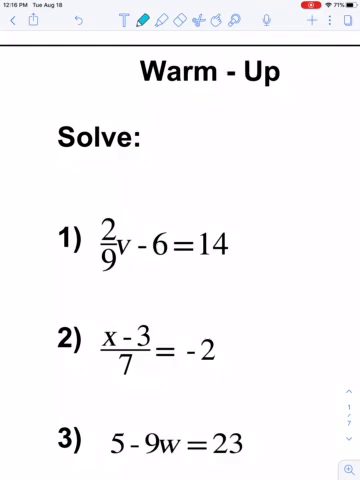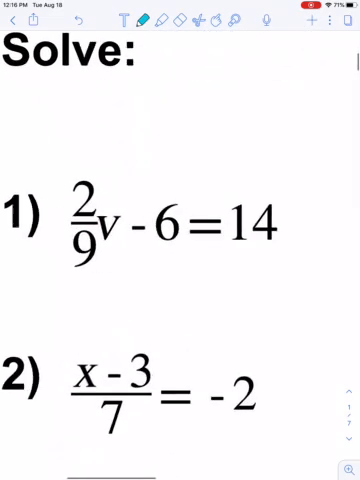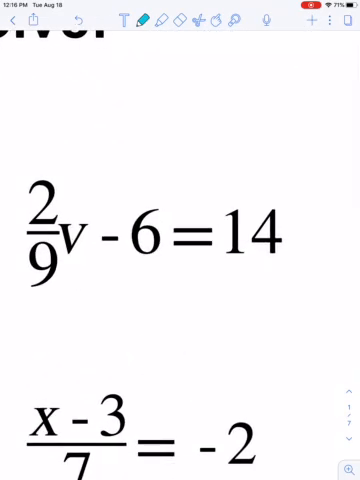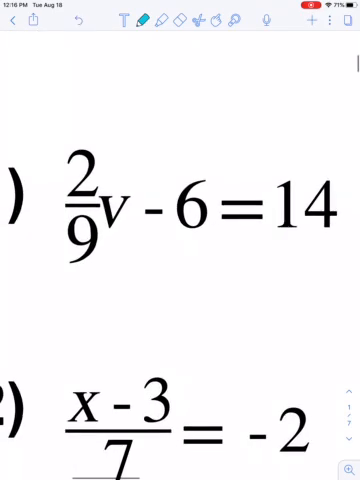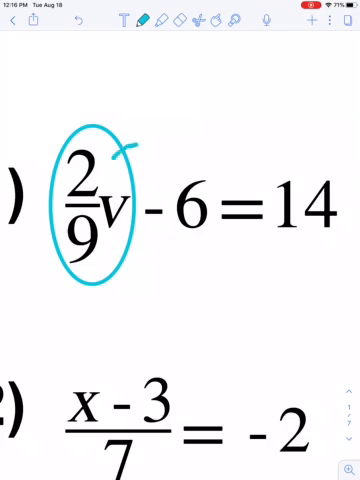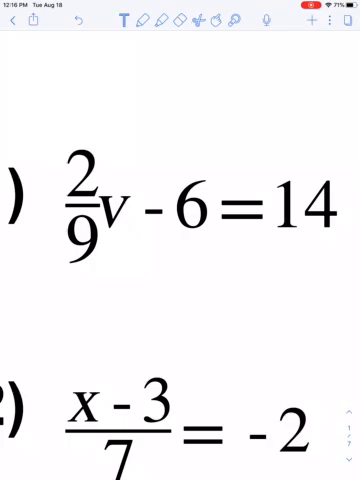bit more complicated ones. So if you remember, to solve for a variable, you have to start with something that's being added or subtracted and then work backwards from there. We cannot get rid of the 2/9 that is attached to the v until the very last thing. So if something is attached to your variable, it's the last thing that you move. So we're going to start by moving the 6 to the other side of the equal sign.